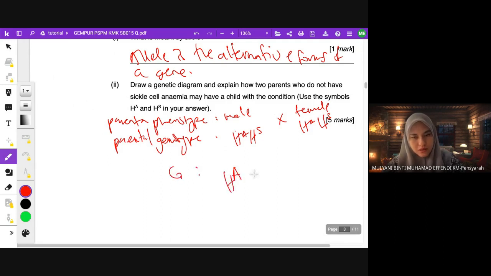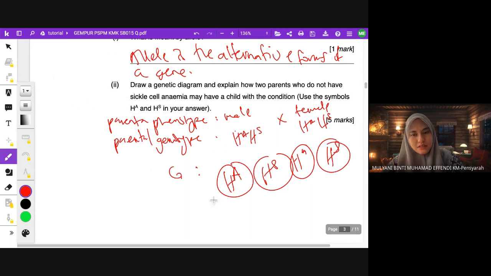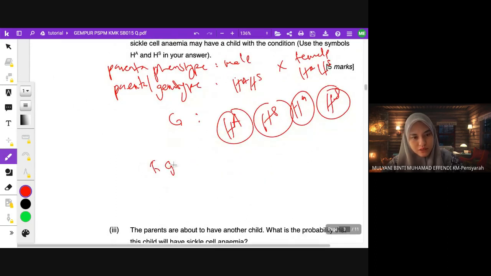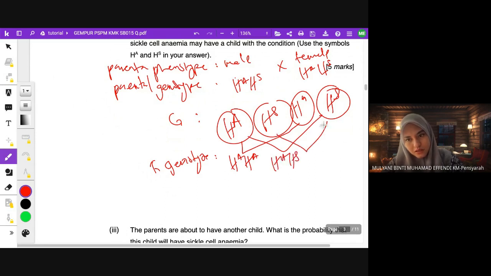HA bulat, HS. Ini pun sama, HA, HS. Dan seterusnya kita buat dia punya F1 genotype. So teruskan sajalah ni ke sini. Ni ke sini HA, HA. Ni ke sini HA, HS. Dan ini ke sini HS, HS.